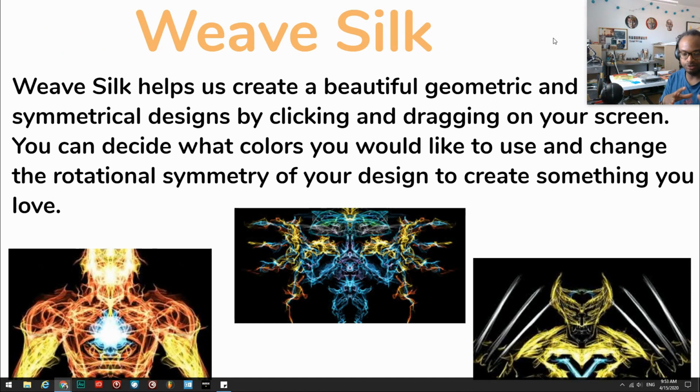Weave Silk actually uses math, like geometry and lines of symmetry, to help you create a design. You'll pick your colors and then click and drag on the screen, and it'll make a symmetrical design using geometry and lines of symmetry to form your shapes. As you can see down here, some folks have made some inspiring images of Iron Man. There's Wolverine down here, and you can make some really cool stuff. So let's go ahead and play with the tools and see what we can do.